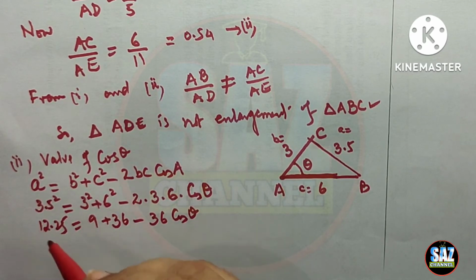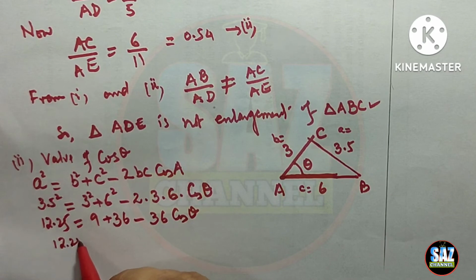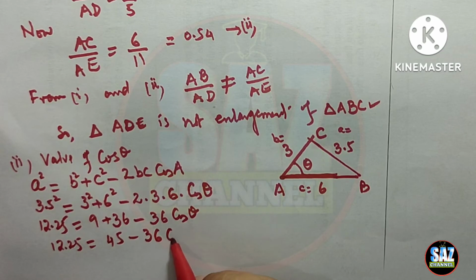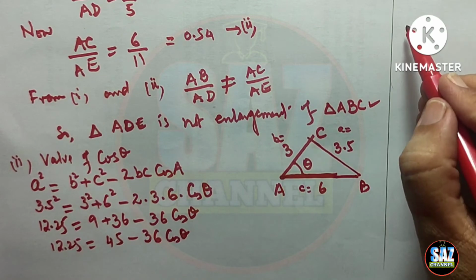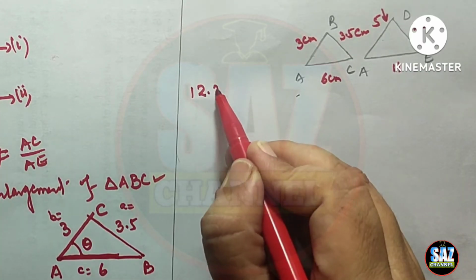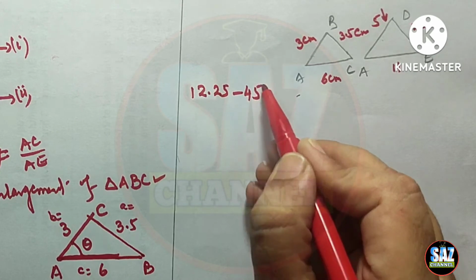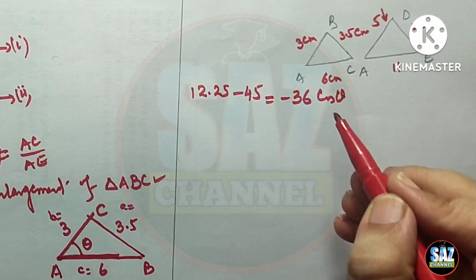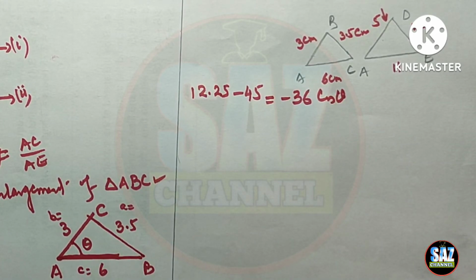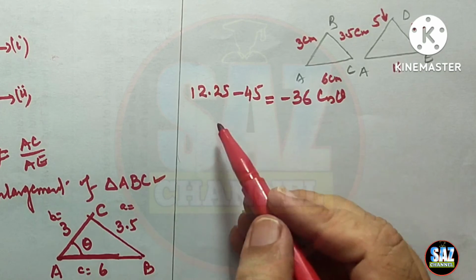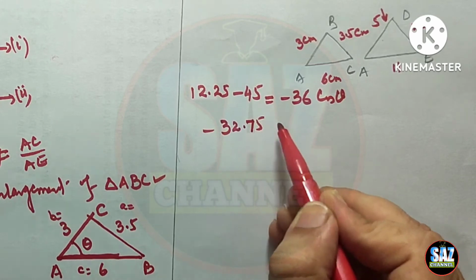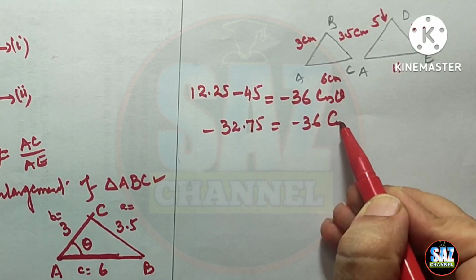Now 9 plus 36 will be giving me 45. So 12.25 equals 45 minus 36 cos theta. Let me perform the rest of the working at this place. 12.25 minus 45 equals minus 36 cos theta. I have to take away 12.25 from 45, and I will be left with 32.75 equals minus 36 cos theta.